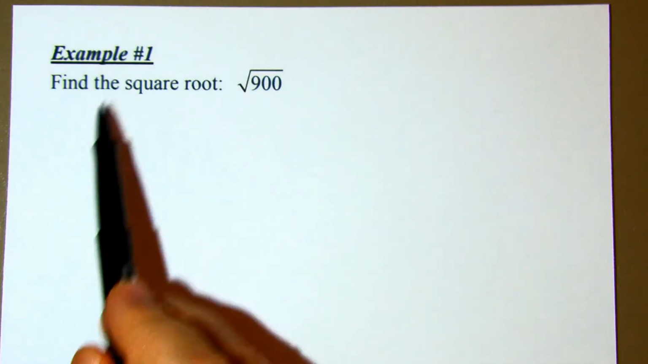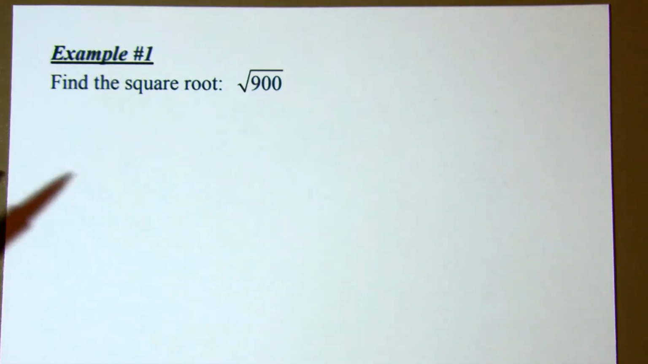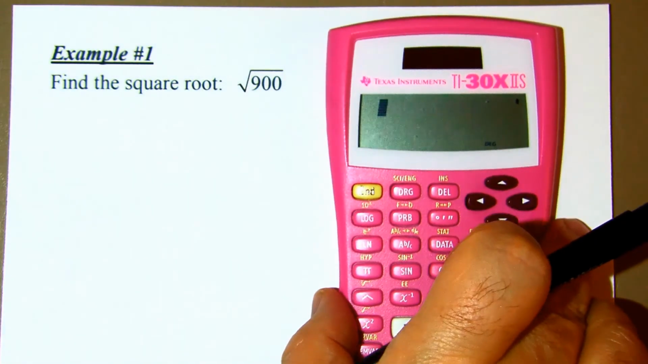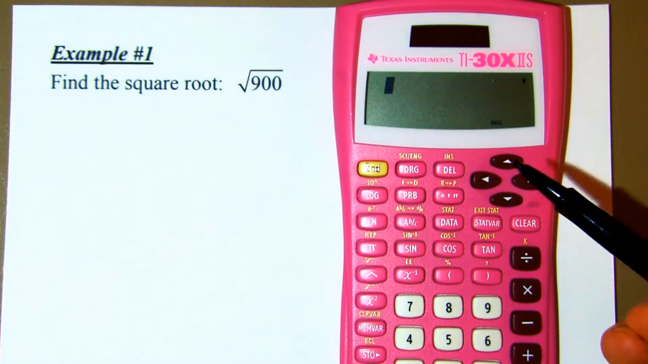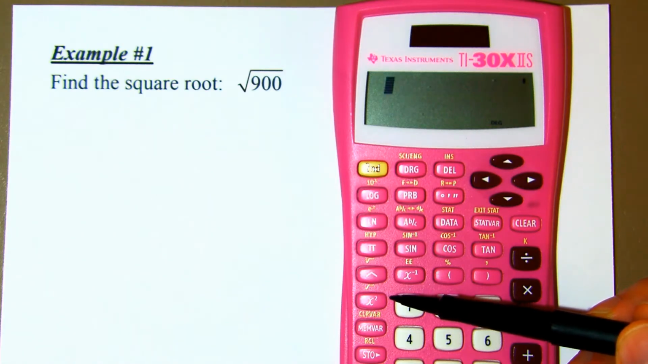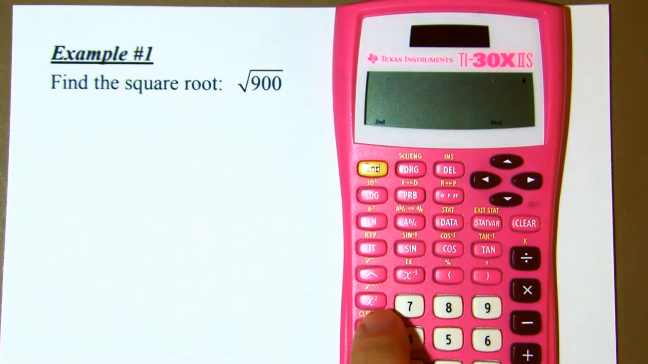Example number 1. Find the square root of 900. To do that, we'll be using our calculator. And we need to use our square root button, which is located right here. X squared. Second function is the square root. And we'll start by hitting the second function button, and then we'll hit that square root. It opens up a parentheses where we can type our 900.